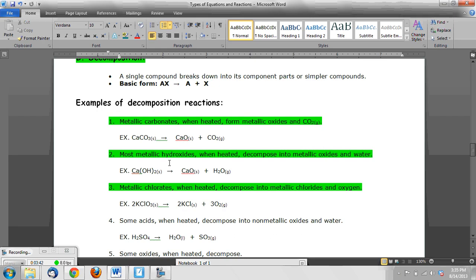So memorize that. Also know that metallic hydroxides are going to break down when they are heated as well to metal oxides, but water, not carbon dioxide here because there's no carbon in this metallic hydroxide here.